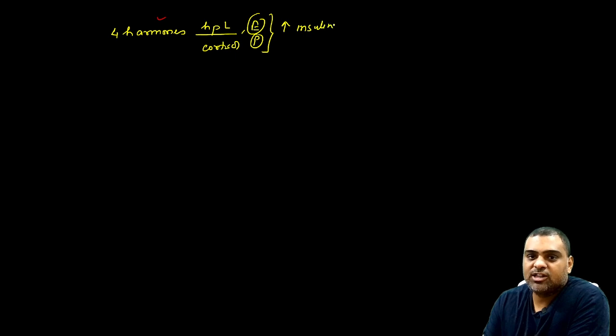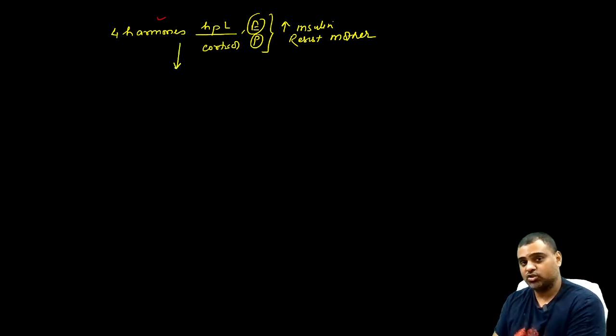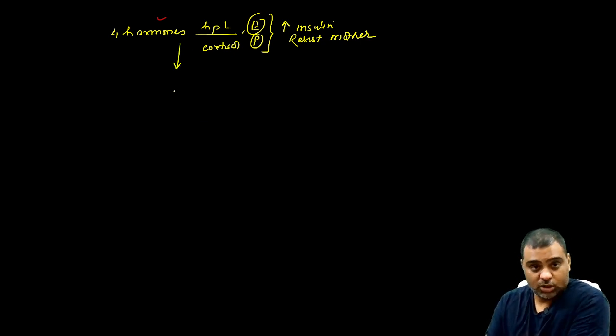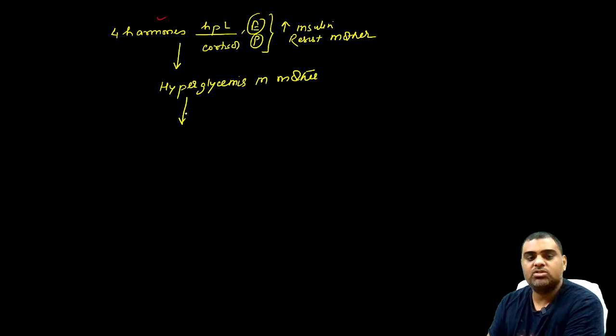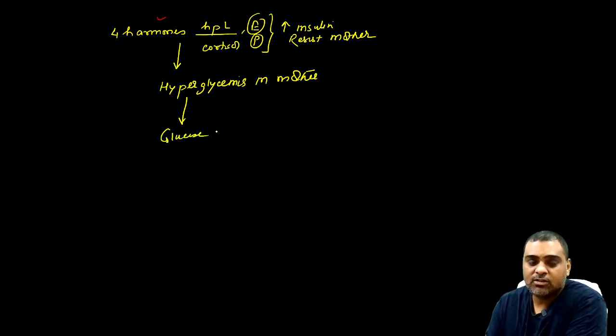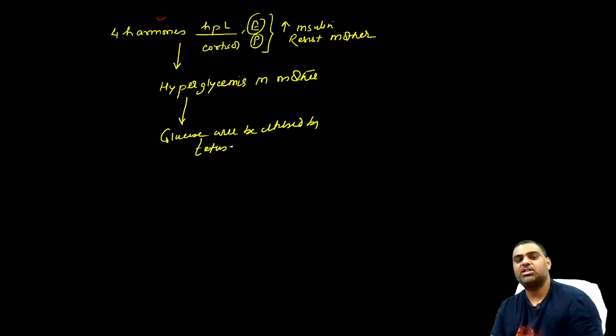They increase the insulin resistance in mother. So when insulin resistance increases, what will happen? Glucose will not be able to move inside the cell, so there will be hyperglycemia in mother. And why? So why has nature made it? Because this glucose will be utilized by the fetus, because the fetus doesn't get glucose from any other source.